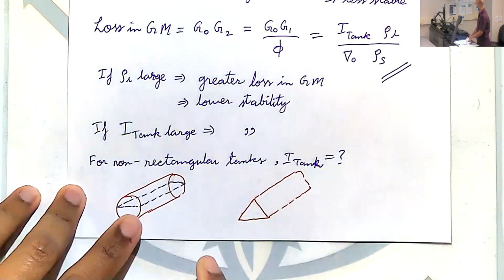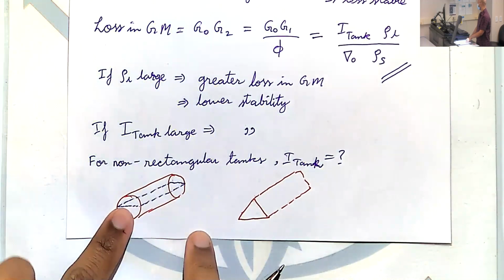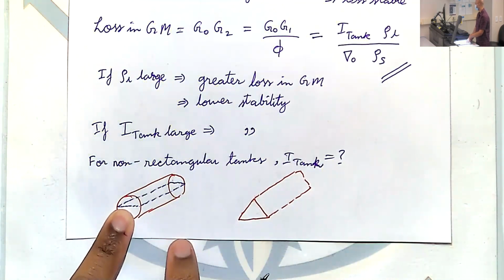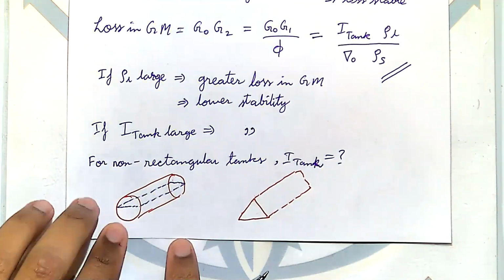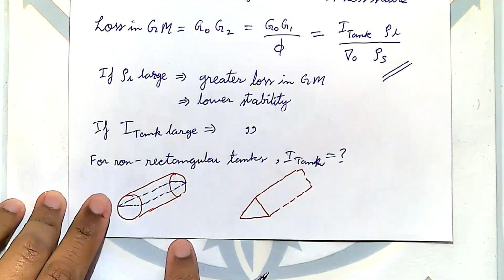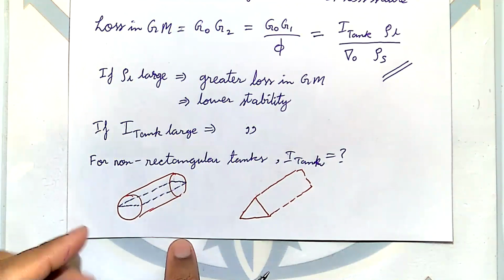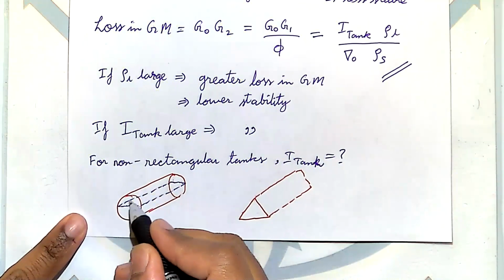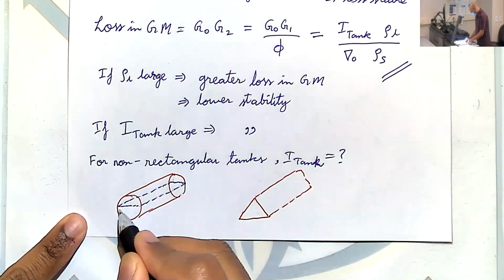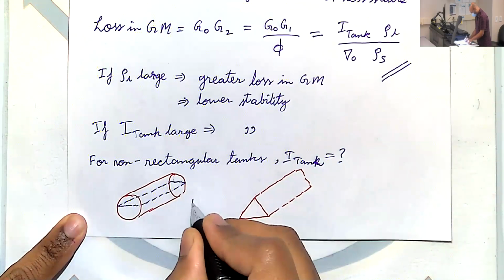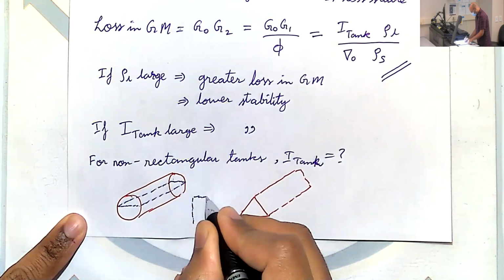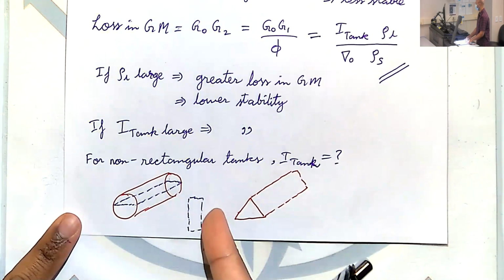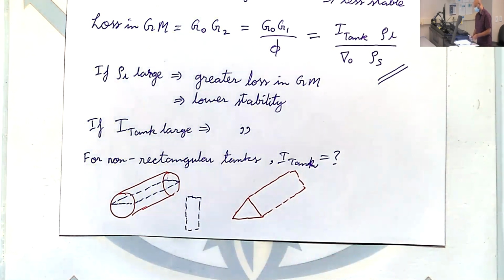How do you compute I of this? Well, it's just the rectangle about the axis that the cylinder is on. Exactly. So see, when you look at this liquid plane, let's take a top view, it's actually a rectangle. And we know how to compute I for a rectangle, bh cubed over 12.